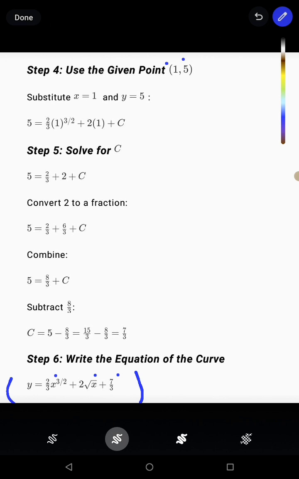Just substitute y for y, s for x. So our y is 5, and our x is what? Anywhere you see s, put 1 there. So 5 equals 2 over 3 times 1 to the power 3 over 2. 1 to the power of anything is 1. So 2 over 3 times 1 is 2 over 3, and 2 times 1 is 2, plus c.